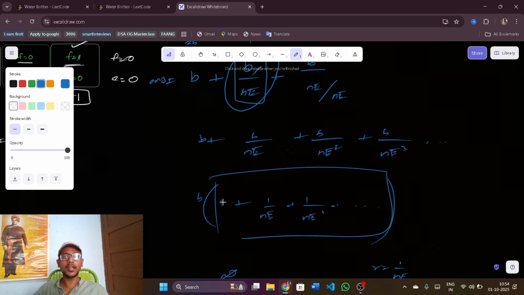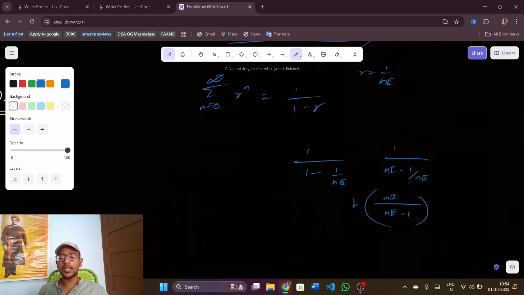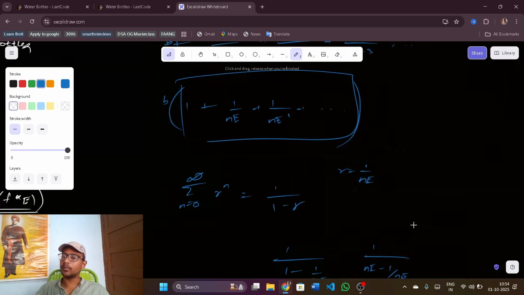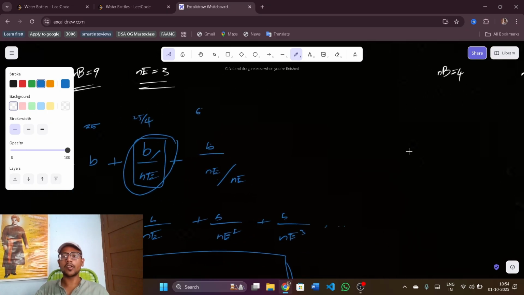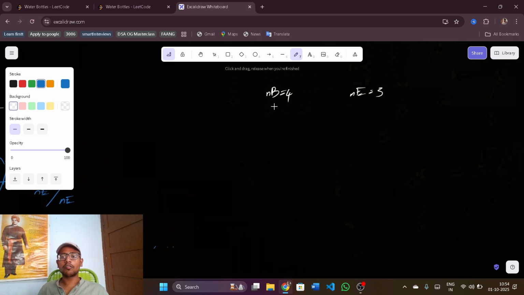Now I need to multiply it by B. So B into NE by NE minus 1. But this will give me a wrong answer. Why? Because let me tell you, here we are given number of water bottles as 4 and num exchange as 3. So let me just take this. First, filled are 4, empty are 0, right? So I'll just add it. Now filled are 0, empty are 4.